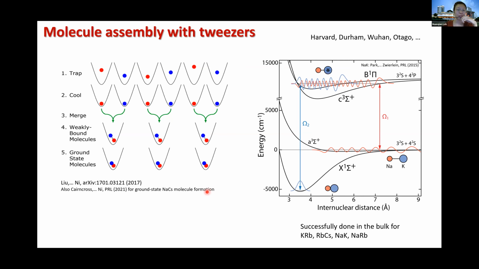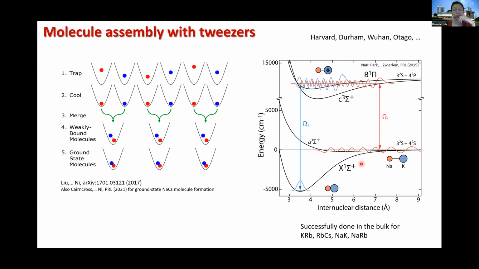So this was really pioneered in the Ni group, where they showed the ground state sodium cesium molecule formation. And this was done by trapping individual sodium and cesium atoms in tweezers, cooling them to the motional ground state, merging them together to form weakly bound molecules, and then finally transferring them to the ground state using this 2-photon STIRAP transition that you see over here. In this case, this is really a potential that you see for sodium potassium.